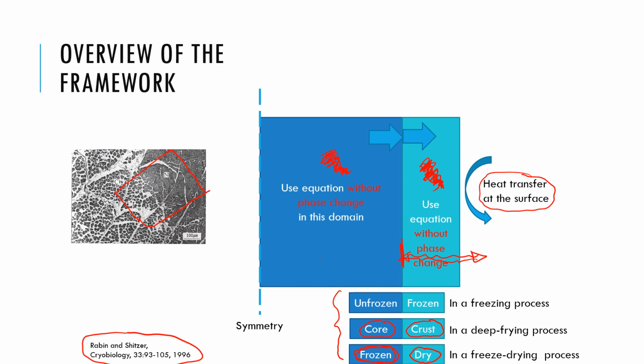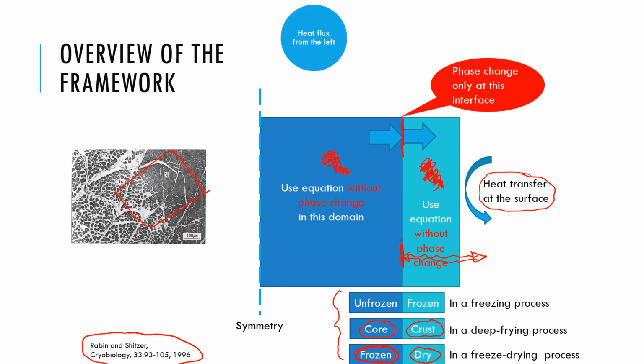What is different, and what makes all the difference, is we do not know where this interface is. So we have to find that interface. For that, we need additional information, and that additional information comes this way.